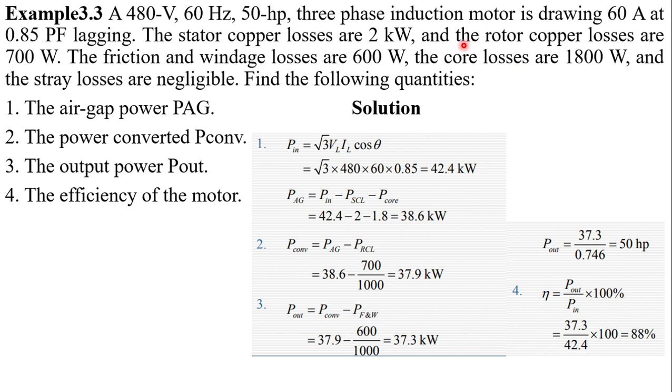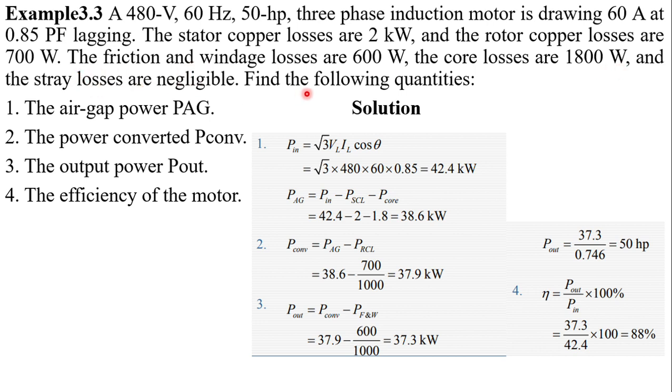A 480 volt 60 Hz 50 HP 3-phase induction motor is drawing 60 amps at 0.85 power factor lagging, which means negative. The stator copper loss is 2 kilowatts, rotor copper loss is 700 watts, and friction and windage loss are 600 watts. The core loss is 1800 watts, and the stray loss is negligible.